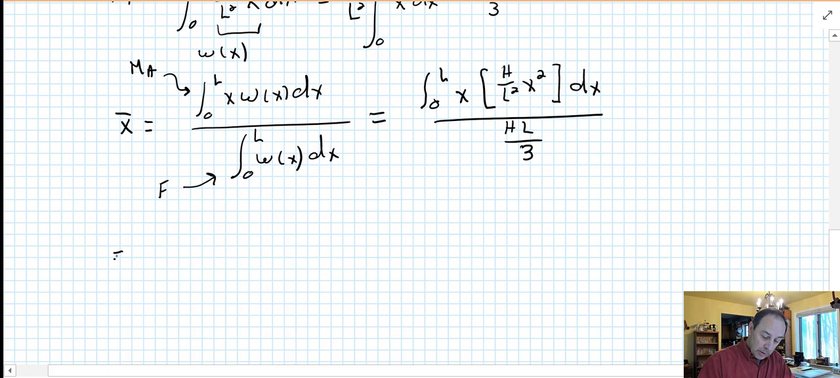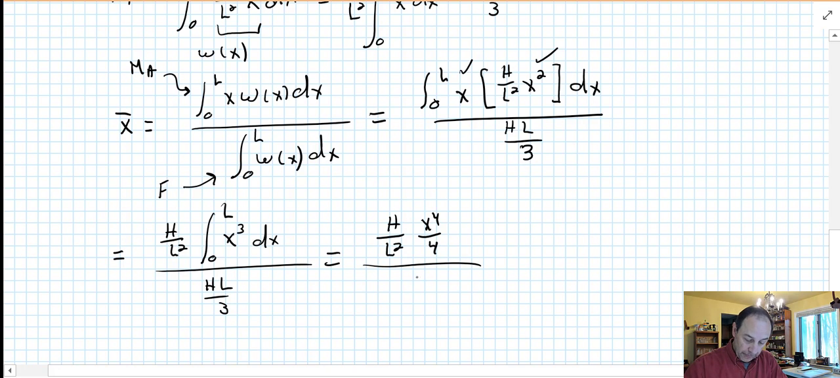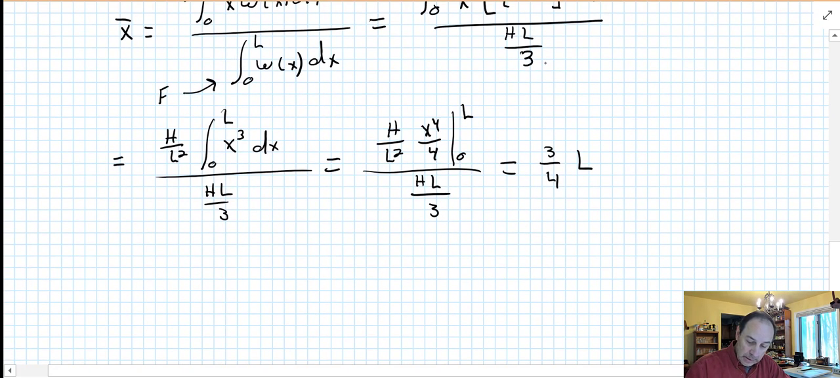Going to continue down here. H and L are constants, so I can pull those out. From 0 to L, it's an x cubed dx, because I had an x here and an x squared here. And we just carry through that denominator. That doesn't change. And h over L squared. This is x to the fourth over 4, over HL over 3, and you end up with 3/4 L. This is from 0 to L. When you evaluate that, we've got our force, we've got the distance at which it acts.